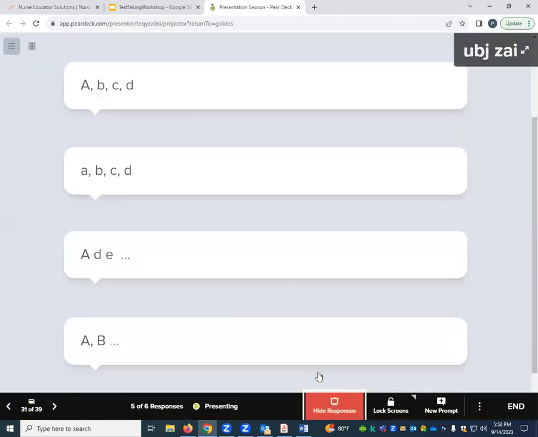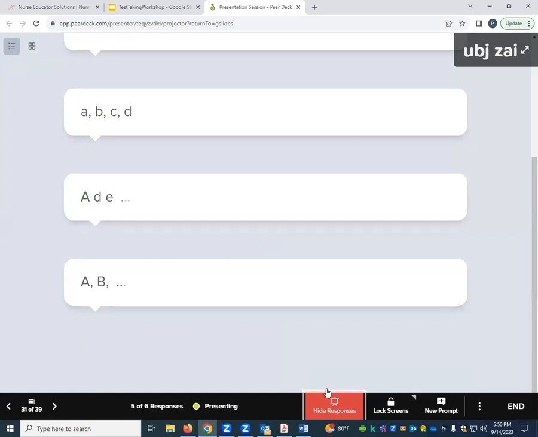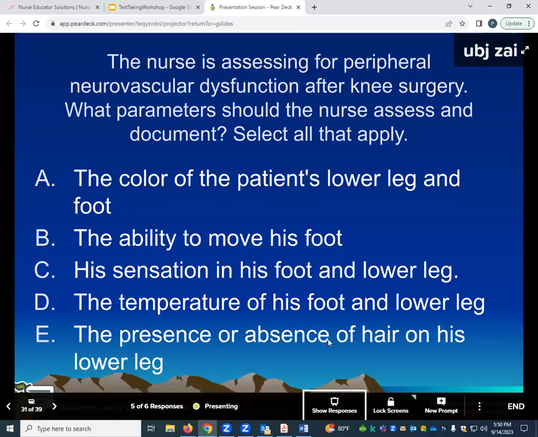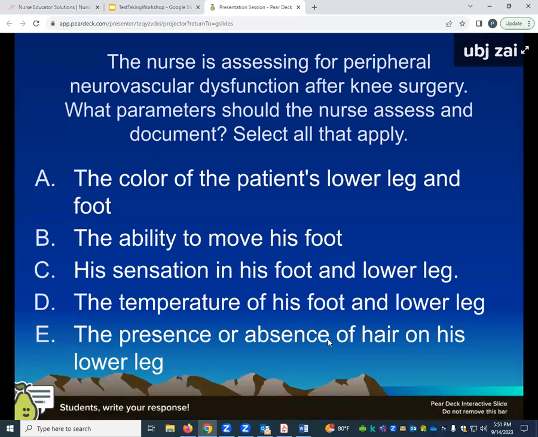I have A, B, C, D, A, D, E, A, B, so a lot of partial credits. That's another good thing with the next gen NCLEX, they give you partial credit for select all that apply questions. So the keywords in this, we are looking for peripheral neurovascular dysfunction.